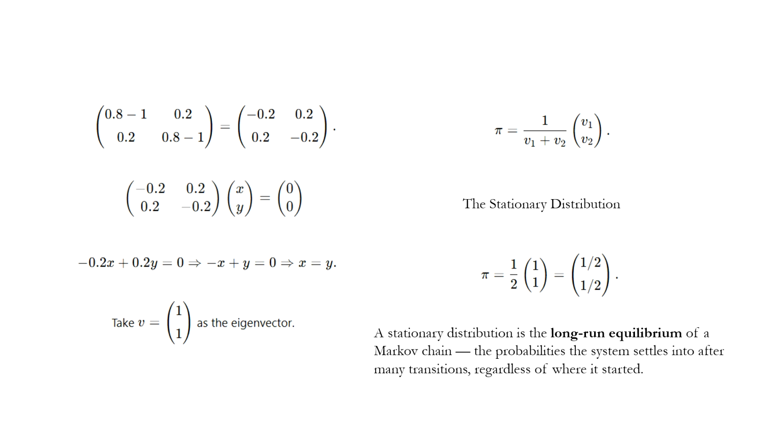And again, the stationary distribution is the long-run equilibrium of a Markov chain. The probabilities the system settles into after many transitions, regardless of where it started, okay? If we had that lambda at 0.6, there would be no stationary behavior, right? Because it'll go to 0.